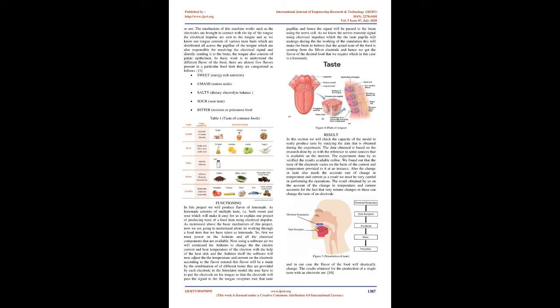As lemonade consists of multiple tastes, i.e. both sweet and sour, it will make it easy for us to explain our project of producing the taste of a food item using electrical impulse. As mentioned above, that is the basic mechanism of this project. Now we are going to understand its working through a food item that we have taken, lemonade.